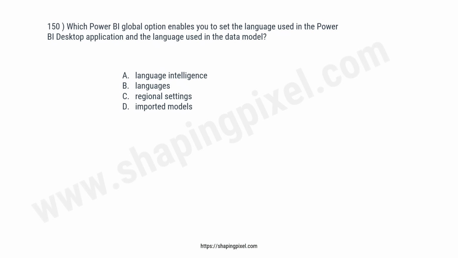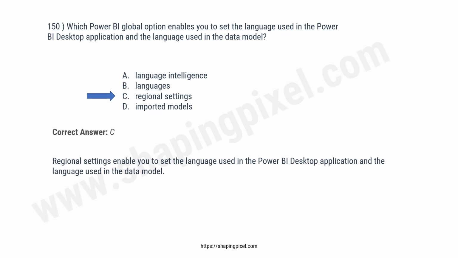Question number 150. Which Power BI global option enables you to set the language used in the Power BI Desktop application and the language used in the data model? And we have four options: language intelligence, languages, regional settings, imported models. So the right answer here is option C, regional settings. Regional settings enable you to set the language used in the Power BI Desktop application and the language used in the data model.